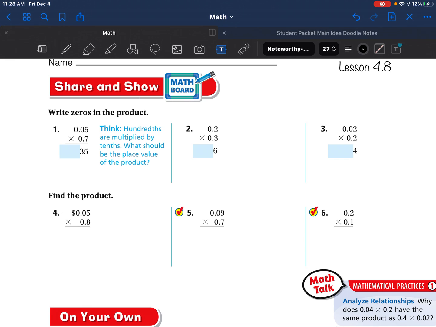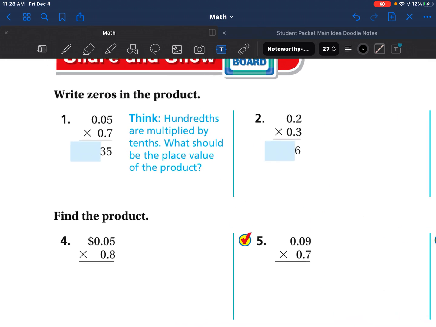So when we have problems like these that have a lot of zeros, it's kind of like the problems we did with whole numbers, say like 400 times 20. We didn't have to multiply all those zeros. We just had to take 4 times 2 to get 8 and then add in the zeros. So basically the same concept here.